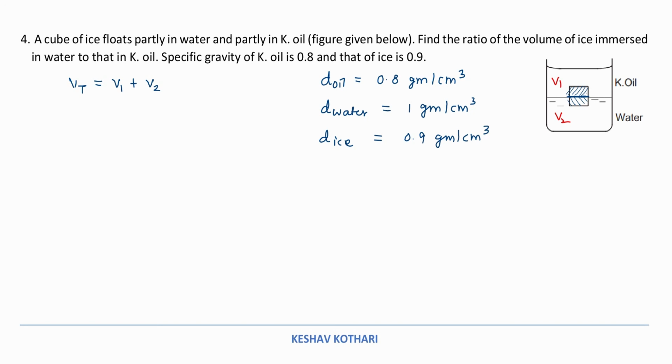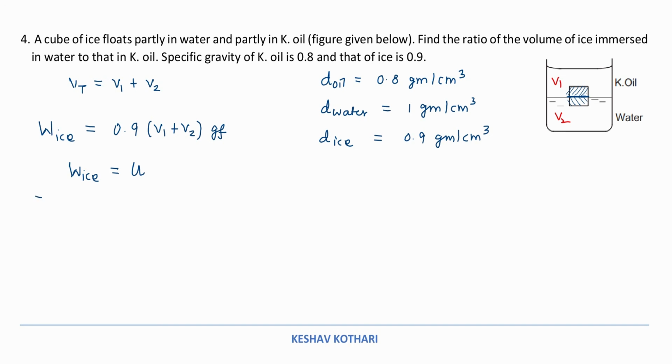So these are the three things that we have. If I write the weight of the ice, we are calculating it in gram force, so we are not multiplying it with g. So it is 0.9 times the total volume, that is V1 plus V2, and the equation is in gram force. So the weight of the ice is 0.9 times V1 plus V2 combined. Now for flotation it is important that the weight of the ice is balanced by upthrust.